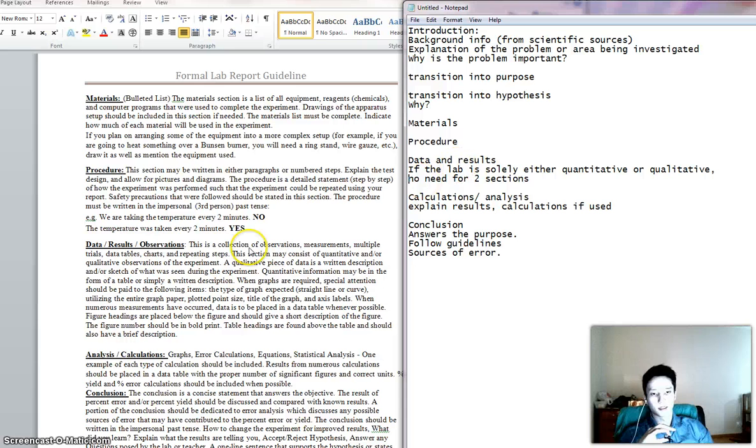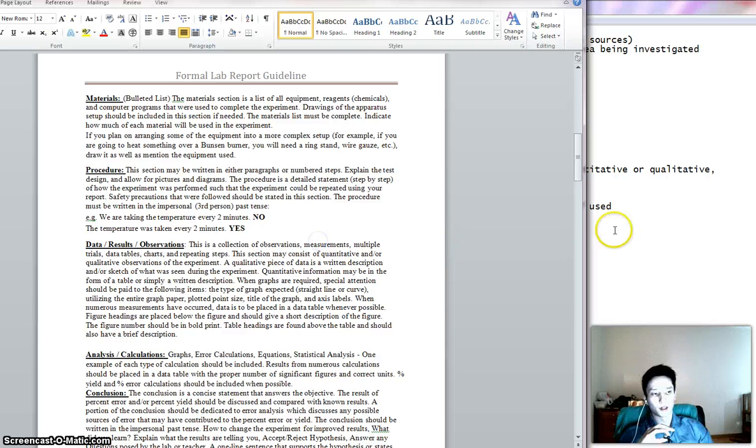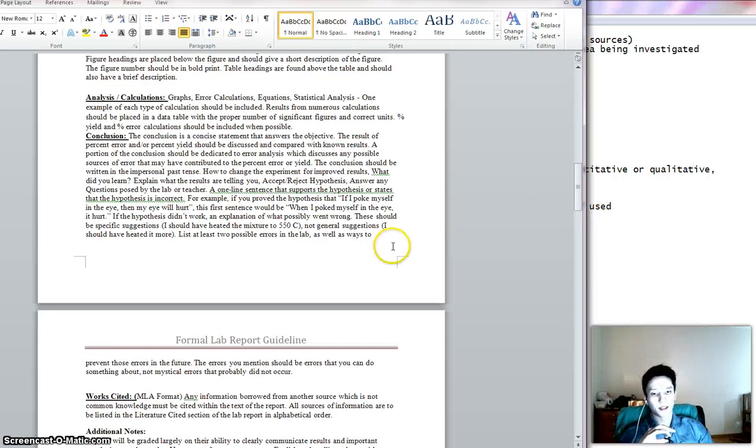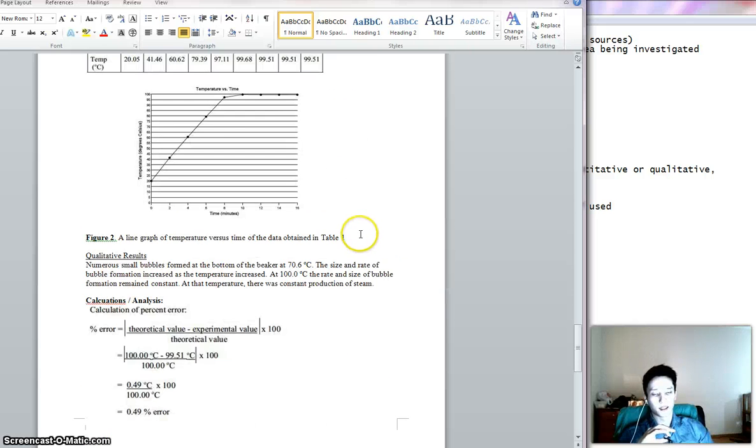For data, results, and observations, this is pretty much where you tell me what is going on, okay, without any explanations. Just objectively tell me what is going on. Okay, so give me the results, no explanations. Now, if the lab is either just qualitative or quantitative, meaning you're only looking for quantitative data or only for qualitative data, you don't need to put two sections. But if you are doing qualitative and quantitative, just like for the slime lab, I do highly recommend doing two sections.